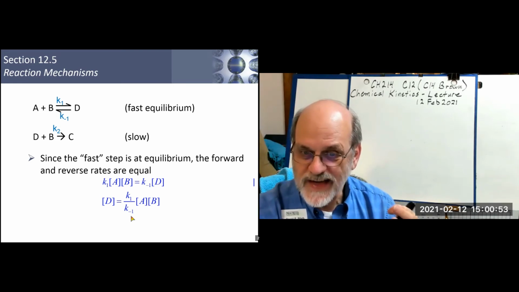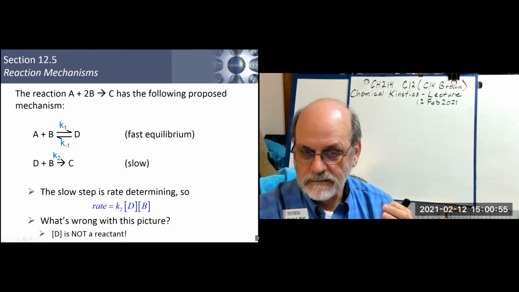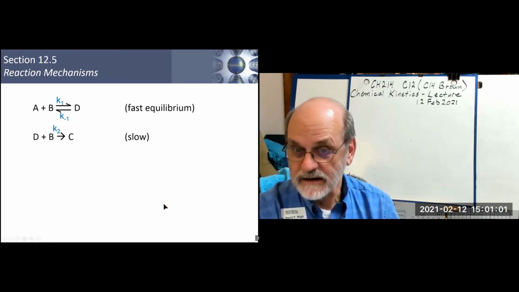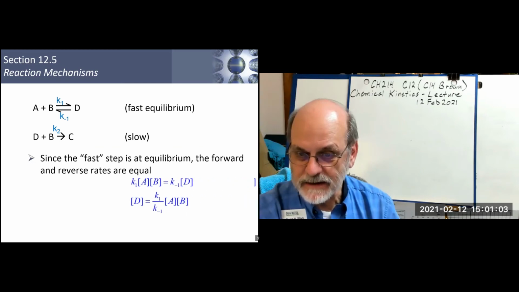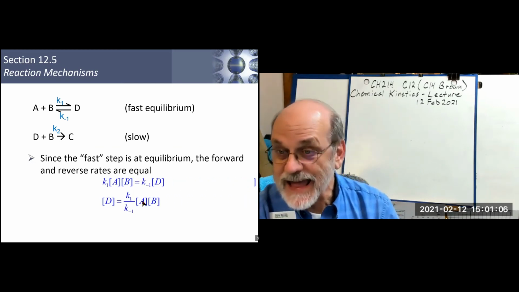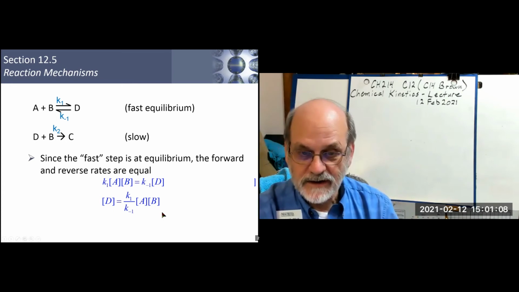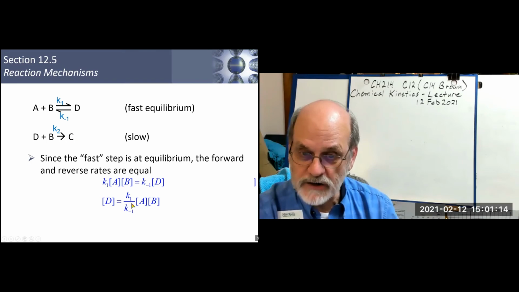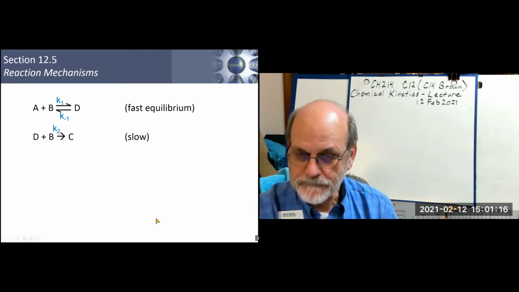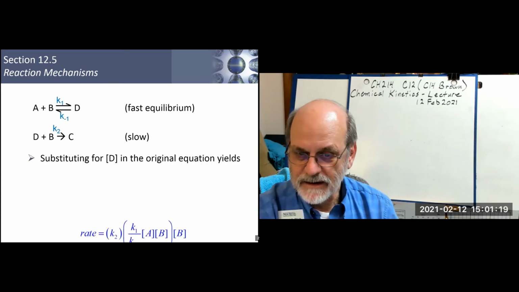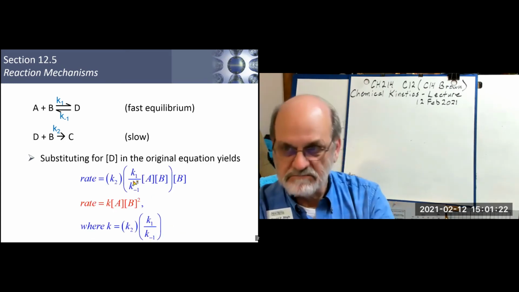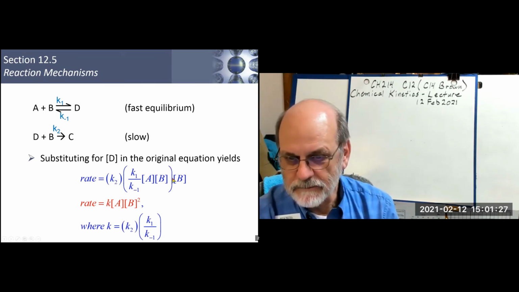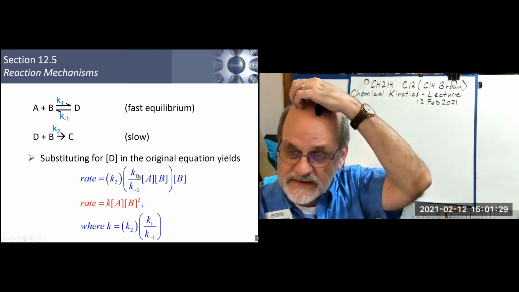Now, why would we want to do that? So we can substitute it right here in this one, right? We can get rid of the D. If we know an equivalent statement for D is this, and it's got A and B in it, which are both reactants, then we can plug that D into the slow step equation. And this is the beginning of that substitution. Here, the equivalent of D is inside these parentheses.